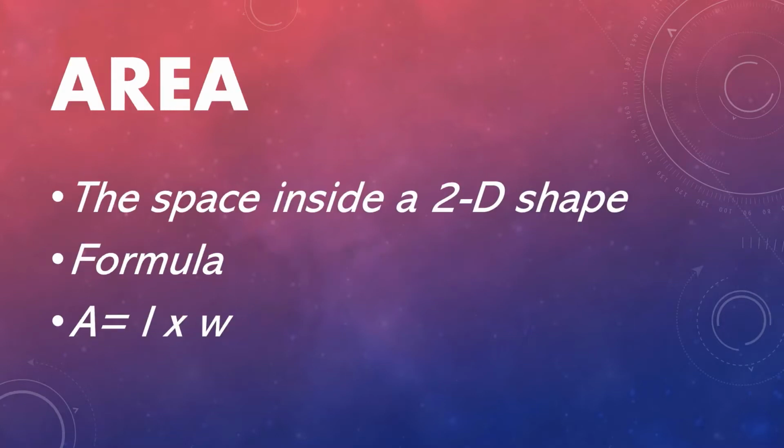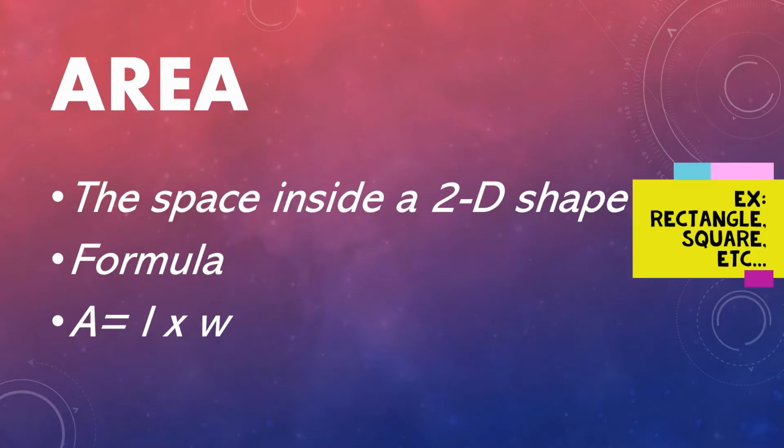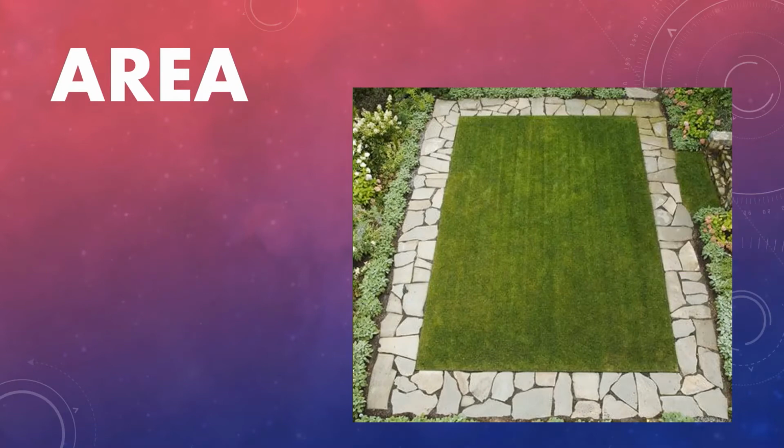Now let's really zoom into area. So what is area anyways? Well, area is the space inside a two-dimensional shape. And our formula is area equals length times width. It's that simple. So when given a real world problem, if you look at this picture and they're asking for us to look for the area, they're actually asking us to find this space inside the grass right here in square units, and that is how we measure area.